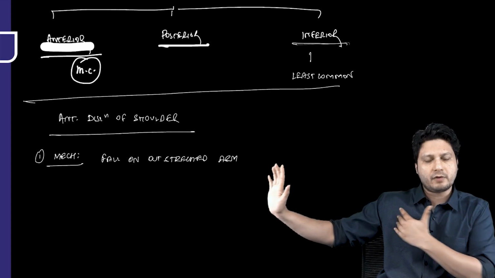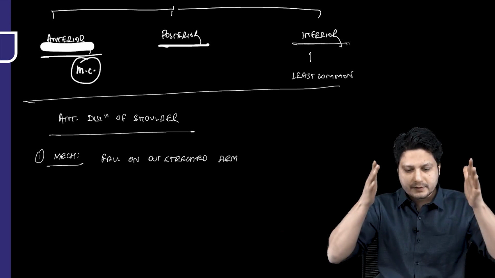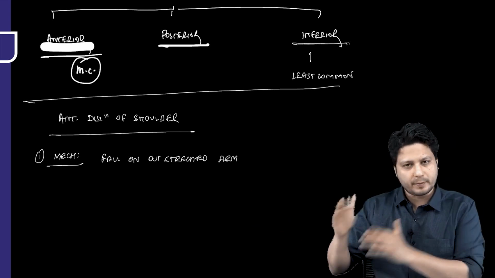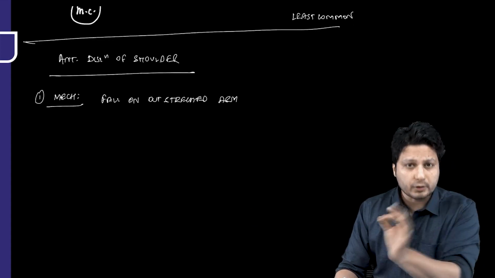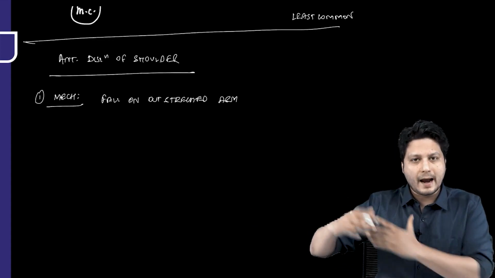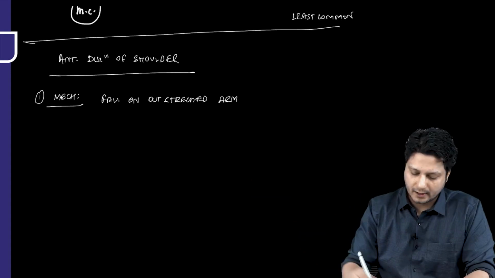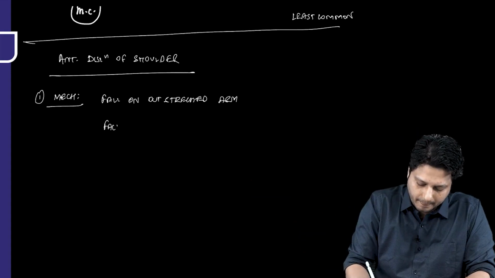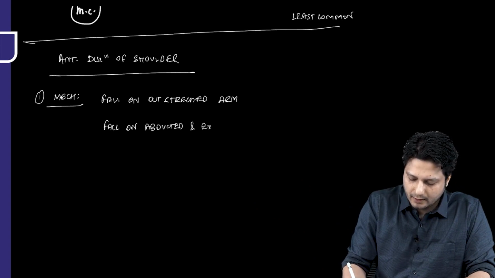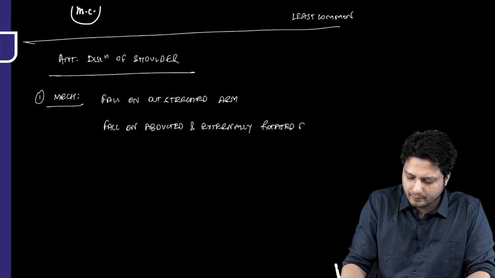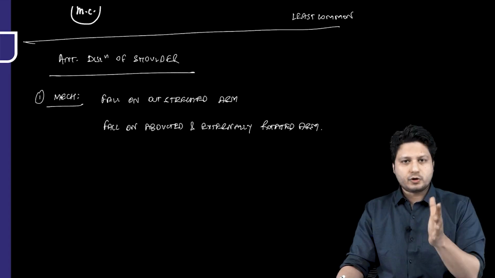This is the only position in which he will fall, because he will try to protect his centrally lying vital organs in order to prevent them from injury. Alright, so fall on outstretched arm means there is a fall on abducted and externally rotated arm. Alright, so that is the mechanism.